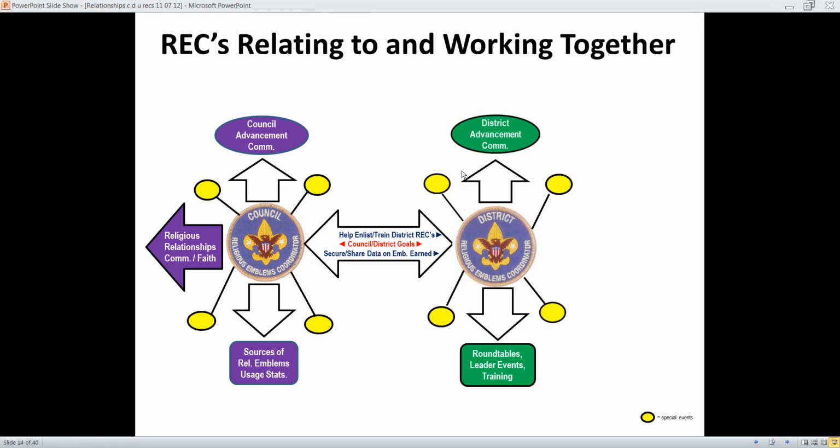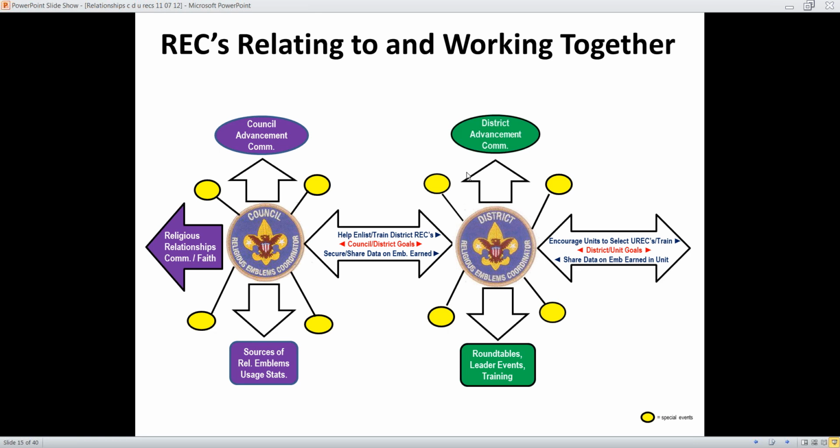Religious Emblems Coordinator, and then the District Religious Emblems Coordinator links in, as we just talked about, to the two-way arrow on the left, both sending and receiving from the Council Religious Emblems Coordinator. Two major arrows, one to the District Advancement Committee because, of course, the District REC is a member of that committee. And then an arrow to roundtables, leader events, and trainings, a variety of things there where the District REC links in immediately to that grouping.